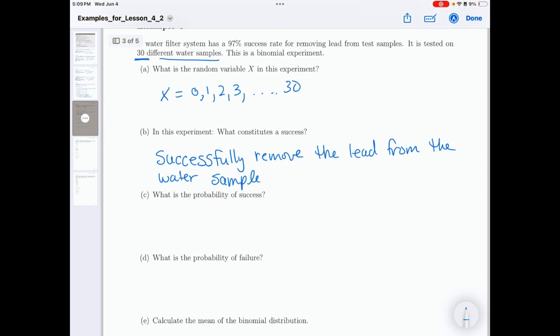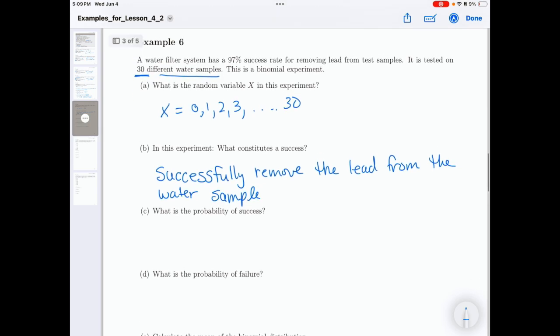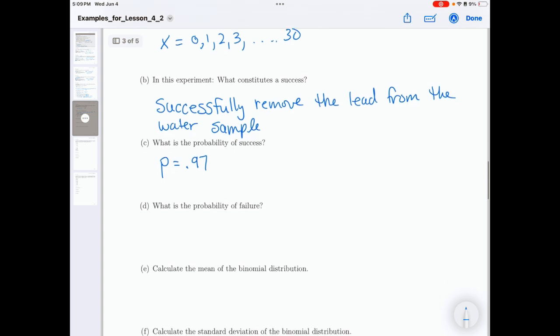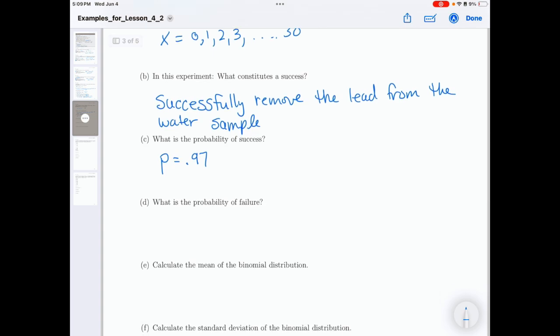Now let's look at the probability of success that's given to us in the question. P, the probability of success, is 97%, but we write it as a decimal, 0.97. What is the probability of failure? The probability of failure is going to be the complement of P. So Q, which is the probability of failure, is going to be 0.03. That way, P and Q add to 1.